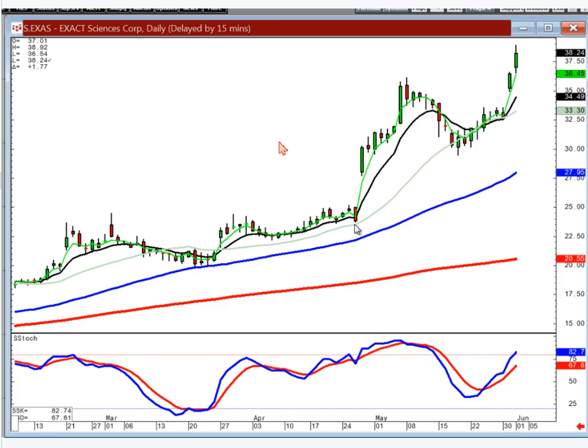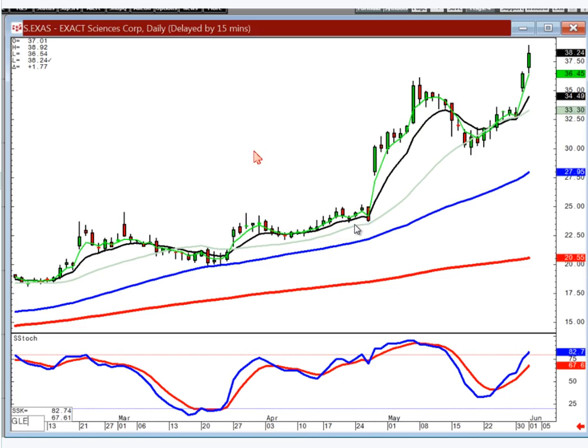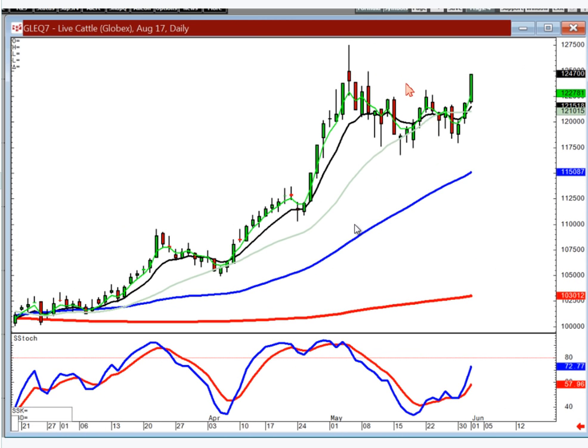What indicators, Sam? This chart could be a 1-minute chart, a 10-minute chart, a daily chart, a monthly chart. The charts look all exactly the same. As you saw when we just did the live cattle, this is my analysis on the daily chart of live cattle.